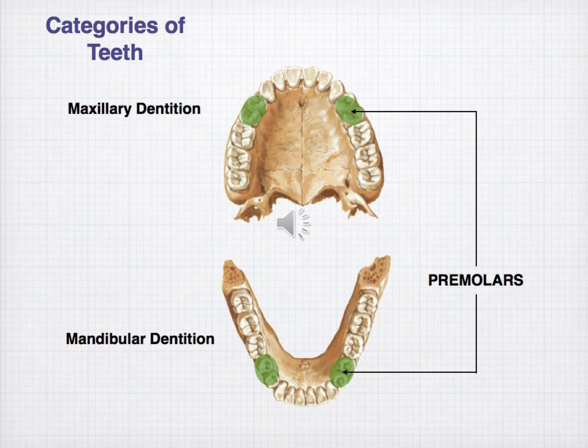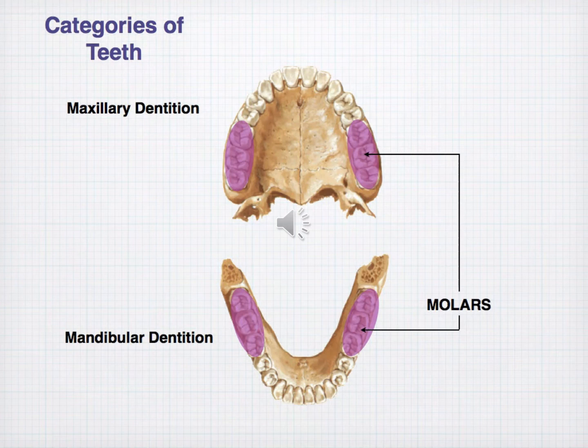New World monkeys actually have three, and that's one way to tell the difference if you're just looking at the teeth. So incisors and canines, one cusp. Premolars have two. And if we're building the quadrant here, you have two incisors, one canine, and two premolars.